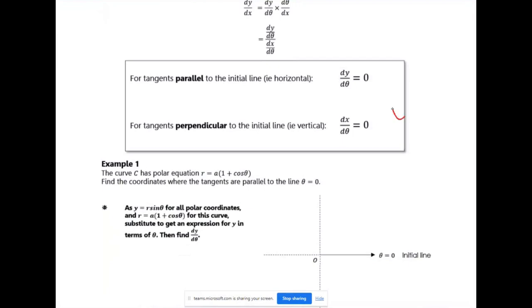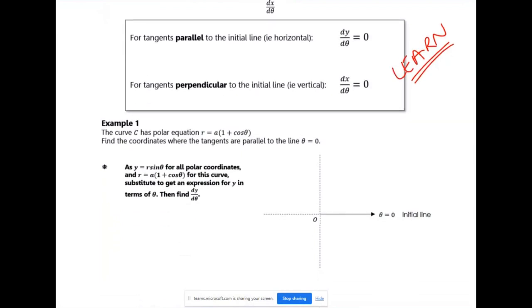This is what I need you to learn. Okay, so what's in that box there is the important bit. The top bit kind of justifies where it comes from, but that's the important bit to learn. So parallel to the initial line is dy by d theta equals 0. Perpendicular to the initial line is dx by d theta equals 0. Okay? So this is how we're going to do this.